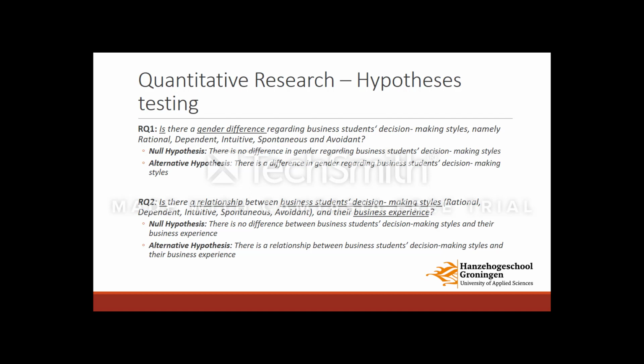So, presenting to you the research questions for our quantitative research. Research question 1: is there a gender difference regarding business students' decision-making styles? We derived the null hypothesis that there is no gender difference regarding business students' decision-making styles, and the alternative hypothesis that there is a gender difference. For the second research question: is there a relationship between business students' decision-making styles and their business experience? We derived the null hypothesis that there is no relationship between business students' decision-making styles and their business experience, as well as the alternative hypothesis that there is a relationship.